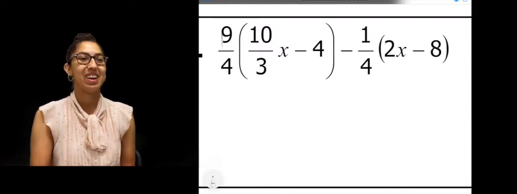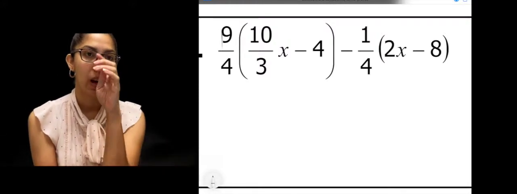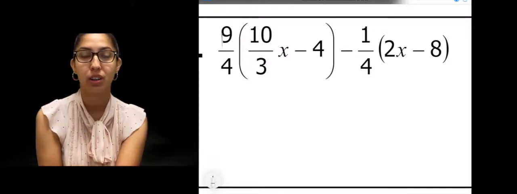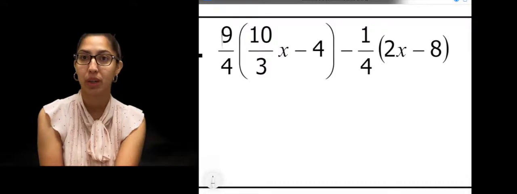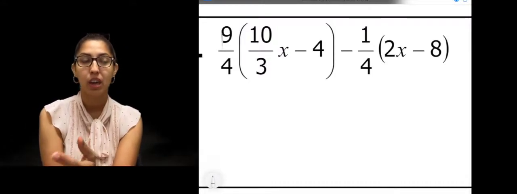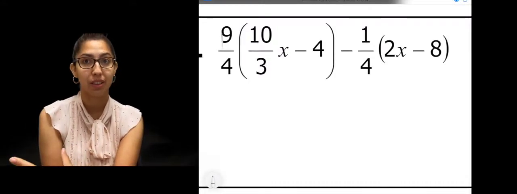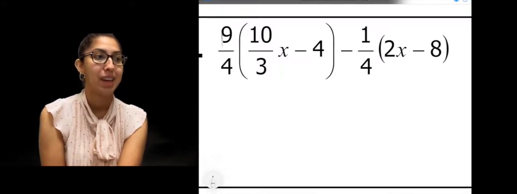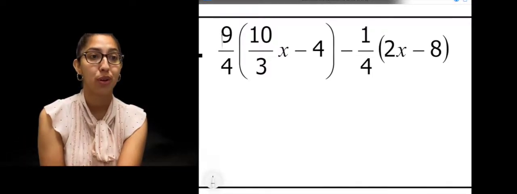So let's go ahead and go through this problem. Now that you've done distributing and combining like terms, we're going to put them together because when you're doing multi-step equations, like we will be next week, you're going to have to do both together. So here we have a beautiful problem. 9/4 times (10/3 x minus 4), parentheses, minus 1/4 times (2x minus 8).